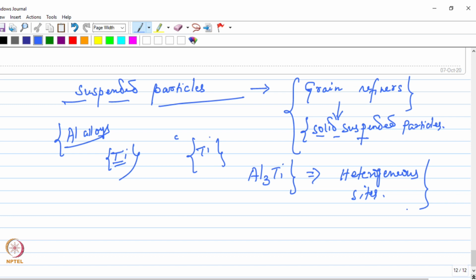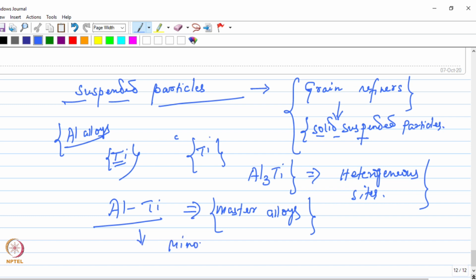And how do you do this? You basically use these aluminum titanium master alloys, because you cannot add titanium just like that into the liquid aluminum. Rather, you already have this titanium in aluminum in the form of these master alloys, and then you can take a very small amount of this. A minor amount of this master alloy having a certain percentage of titanium is enough as a grain refiner.